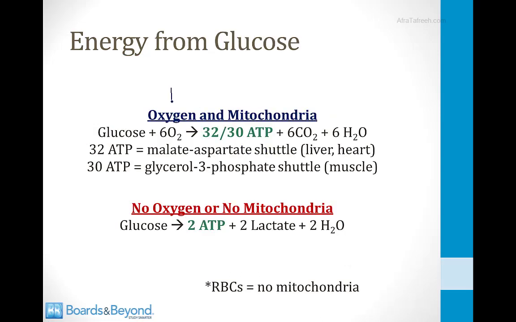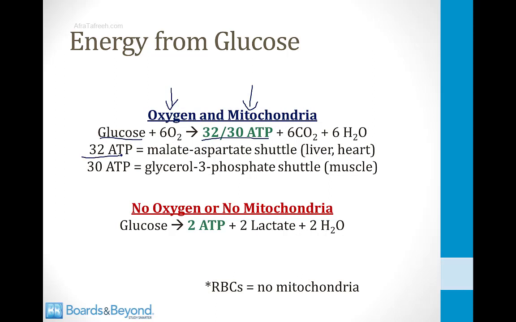If a cell contains both oxygen and mitochondria, then that cell can carry out aerobic metabolism, and via aerobic metabolism, glucose plus oxygen can be converted into either 32 or 30 ATPs, plus carbon dioxide and water. The reason some cells make 32 ATPs from glucose and others make 30 is because it depends on which shuttle is used for oxidative phosphorylation.